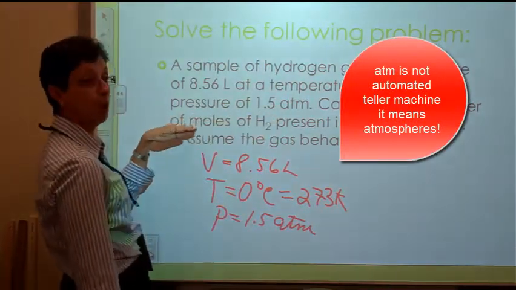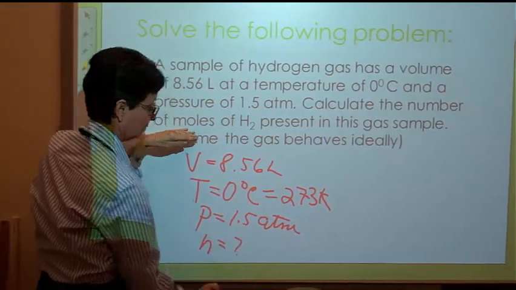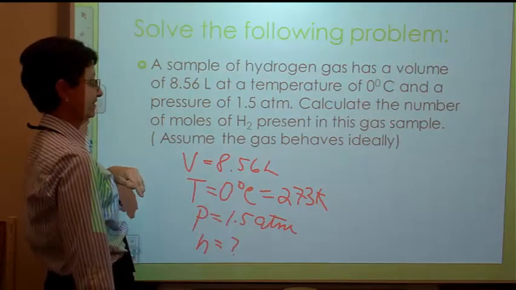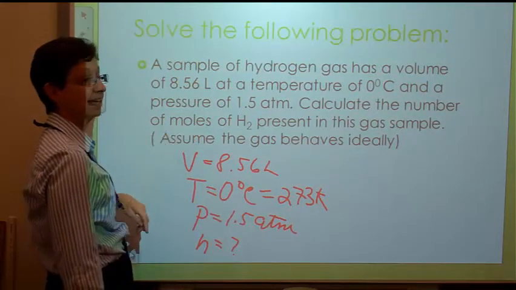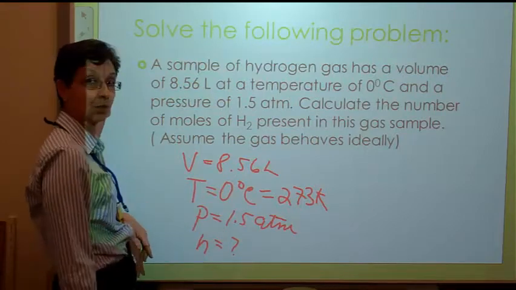Calculate the number of moles. So I'm looking for n, number of moles, of hydrogen present in this gas sample. And assume that the gas behaves ideally. So hint, hint, this is an ideal gas law problem.